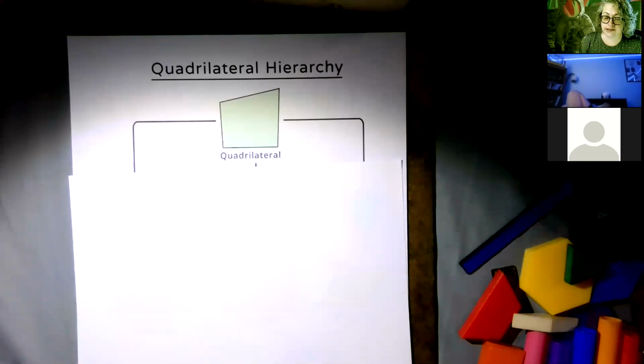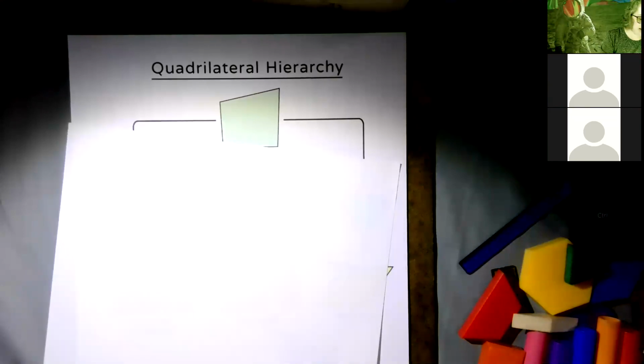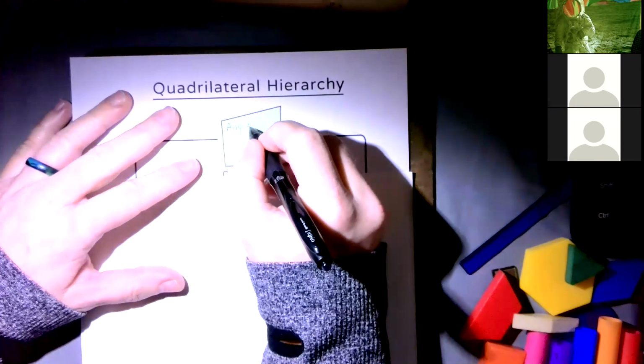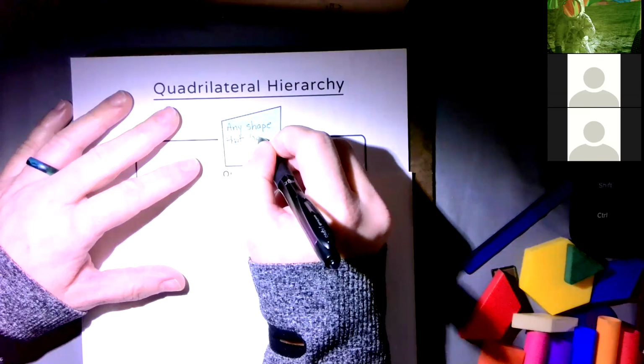hierarchy. Oh, that's a tongue twister. I was messing up on quadrilateral when I was trying to focus on how I'm going to pronounce hierarchy. That just means that it's talking about how they're connected. Okay. So a quadrilateral is any shape that has exactly how many sides? 4. Yes.